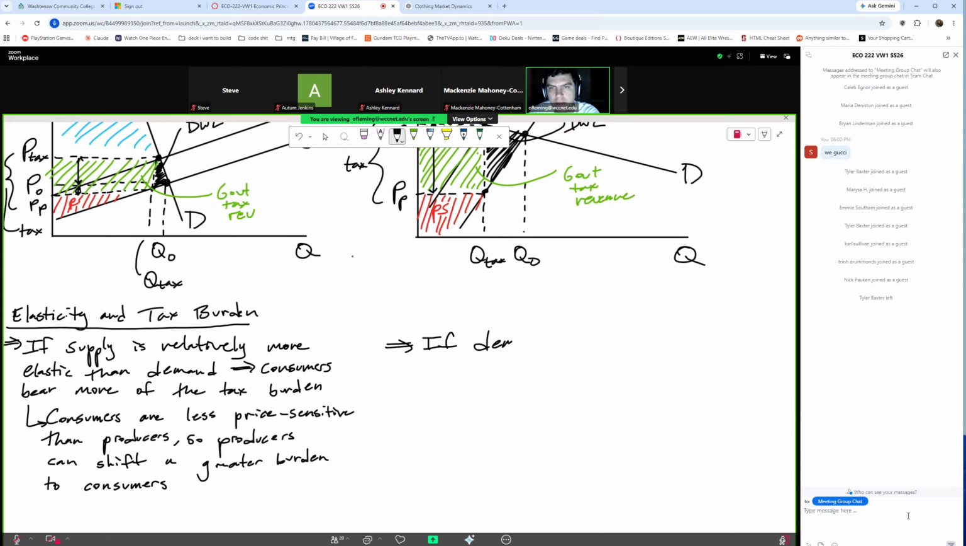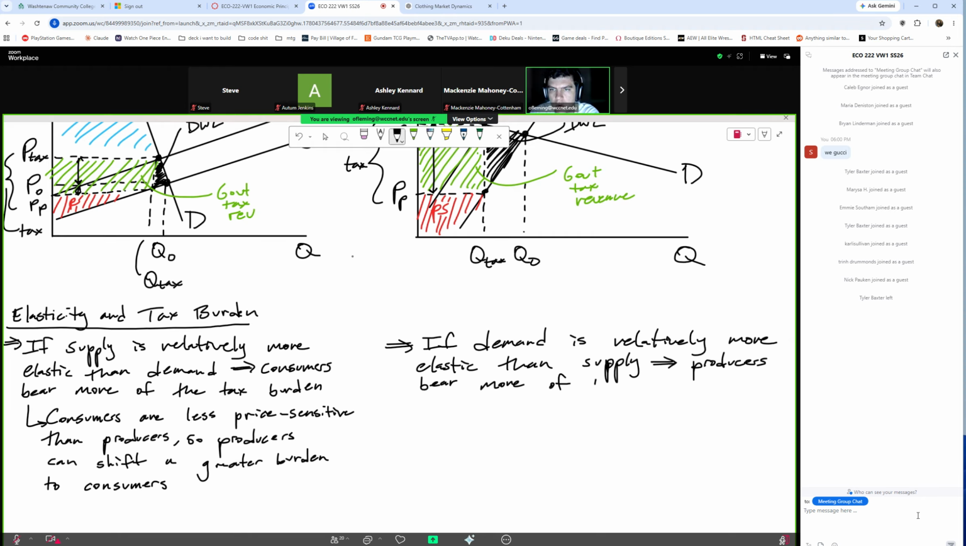If demand is relatively more elastic than supply, that means if demand is flatter than supply, then it's going to be the situation where producers bear more of the tax burden.